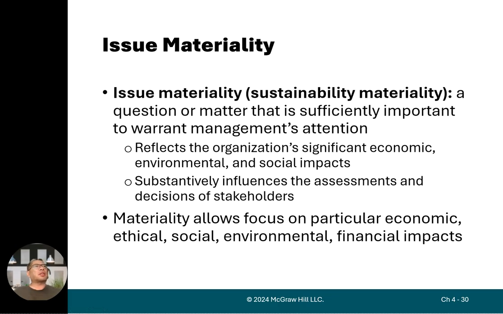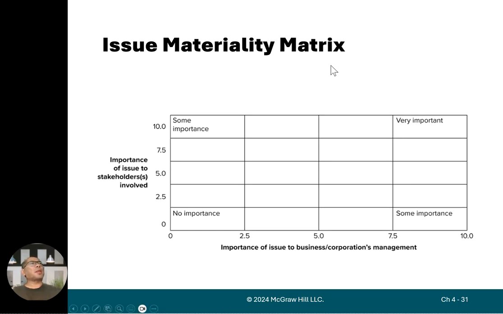Issue materiality, sustainability, is a question of whether there is sufficient importance to warrant management attention. Okay, it reflects an organization's economic, environmental, and social impact, and substantively influences the assessment and decisions of stakeholders. Okay, materiality allows focus on economic, ethical, social, environmental, and financial impact. Okay, that's the key part. In this issue matrix, you can see there's no importance here, some importance here, some importance there, and very important at the top here. Okay, the importance to business operation is from 2.5, 5.0, 7.0 to 10. Okay, the importance to stakeholders involved.